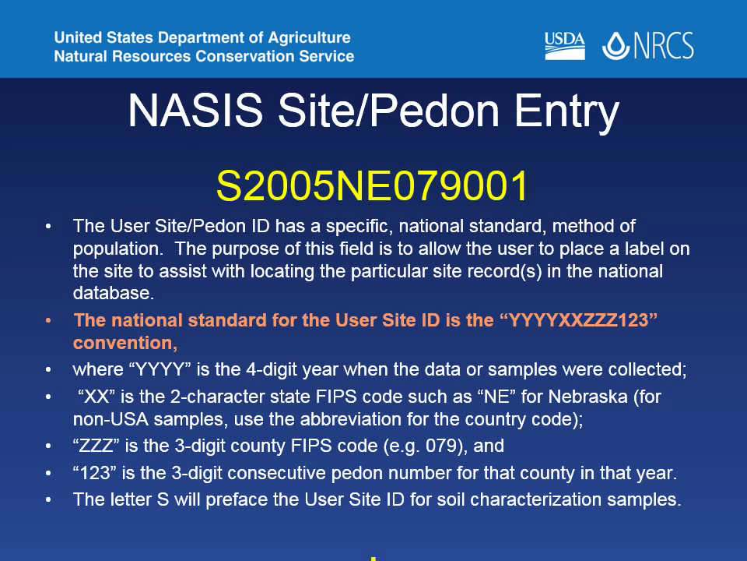So here is the exact way you're supposed to put the user site ID and the user pedon ID. Notice the S is for a sample, and that's only used if you are sending that off to the KSSL, but it starts with 2005, 2015, whatever. It's that calendar year, it's that state, it's that county FIPS code, and yes, it is county, and then of course the 3 or 4 digits thereafter.